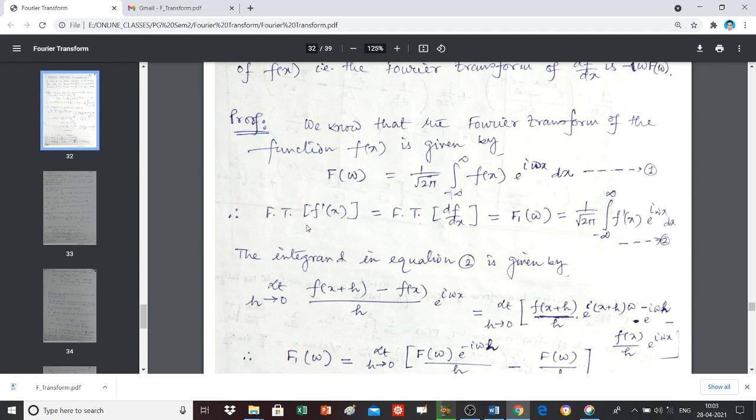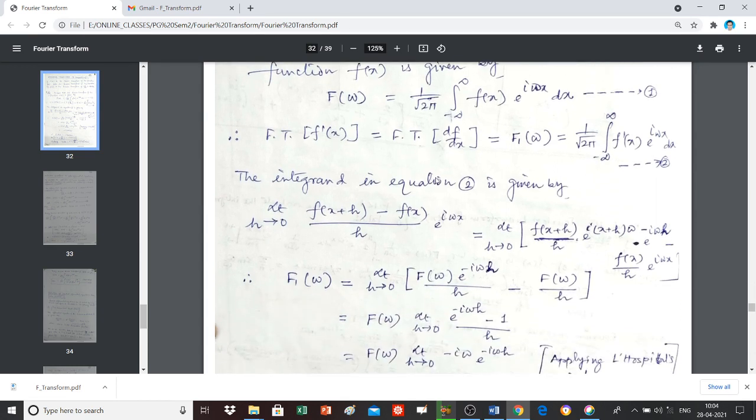Now we consider the Fourier transform of f prime x, where f prime is nothing but the first order differentiation of the function f(x) with respect to x. So FT means Fourier transform. The Fourier transform of f prime x, that is the Fourier transform of df/dx, we are taking as F1(omega). Just use this relation, in which f(x) is replaced by df/dx or f prime x. So that is equal to 1 by root 2 pi, integral from minus infinity to plus infinity of f prime x e to the i omega x dx. Now the integrand can be written in this way.